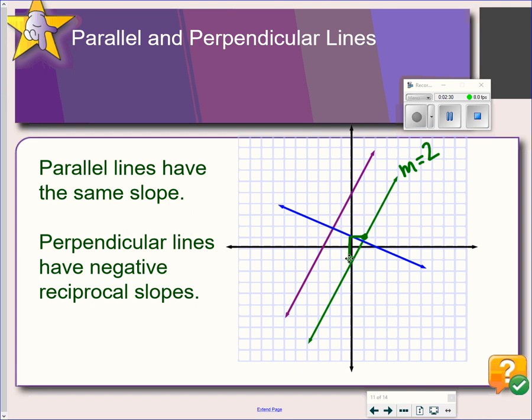The blue line looks like it has a slope from here to here, down 1 over 2. So the slope is -1/2. So the blue line and the green line are perpendicular lines because their slopes have opposite signs and they are reciprocals. One's a positive, one's a negative, one's 2, the other one is 1 over 2.